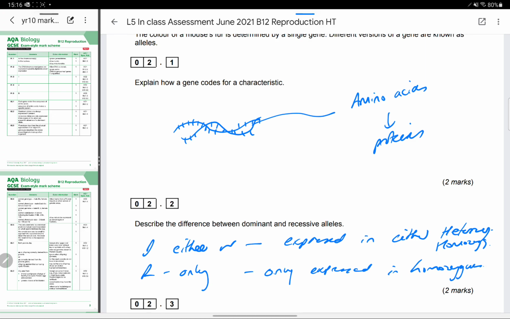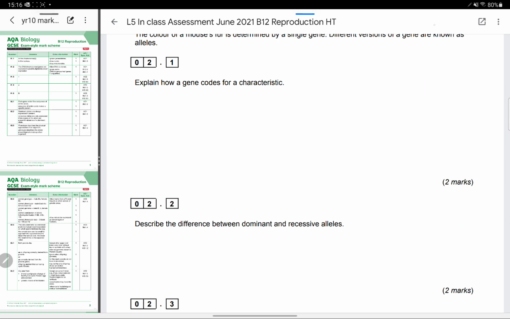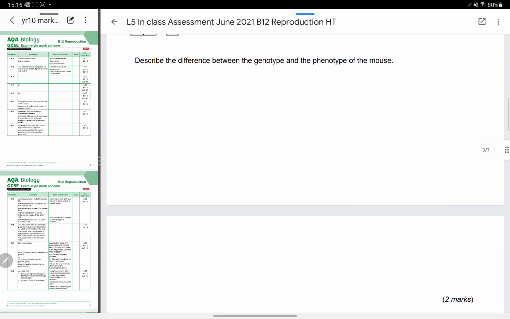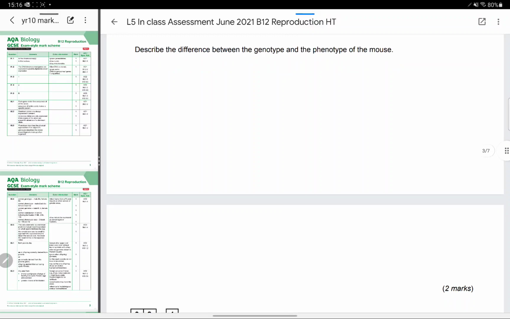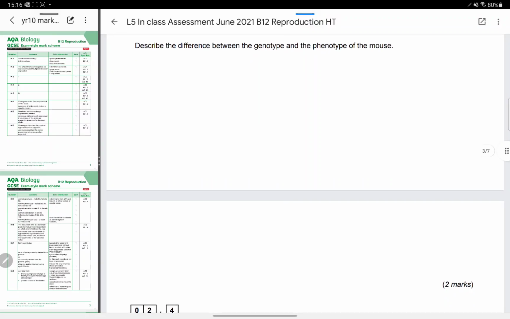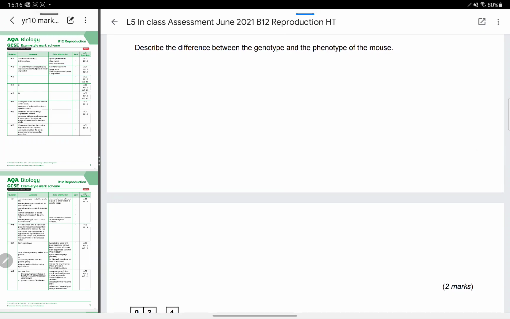It's a bit similar to the earlier question, actually. Okay, so really important that you know those definitions. Describe the difference between genotype and phenotype of the mouse. Well, once again, this is knowledge of learning those definitions that we created on the PowerPoint. So the genotype is the 2 alleles that are found at a gene.